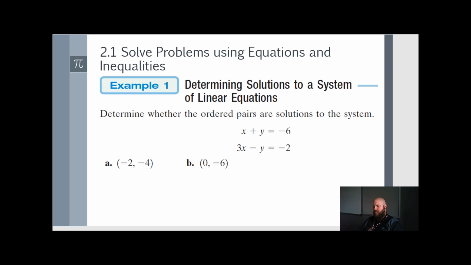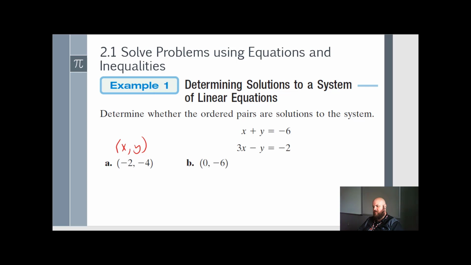And to do that, we're going to substitute in the x and y values we have for this point of negative 2 and negative 4 into both these equations to see if that makes sense and both sides equal each other. So in other words, make sure you understand that this point is x comma y, right? So we have our x value of negative 2 and our y value of negative 4. So we're going to plug those into those equations over there.